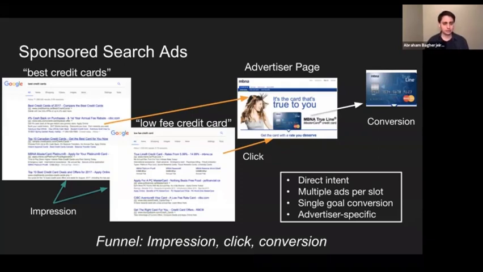So there is an explicit intent. You type in a query, and that focuses the advertiser on trying to drive you towards the conversion. And the conversion then depends on the advertiser. Some want you to just sign up for a credit card. Some want you to buy a specific thing.